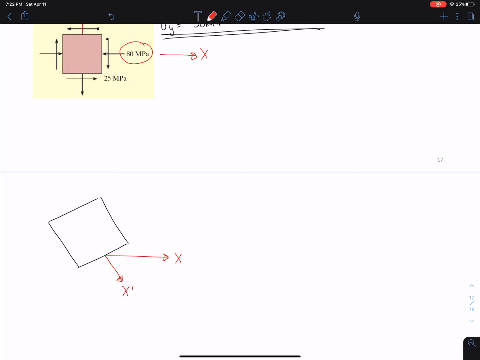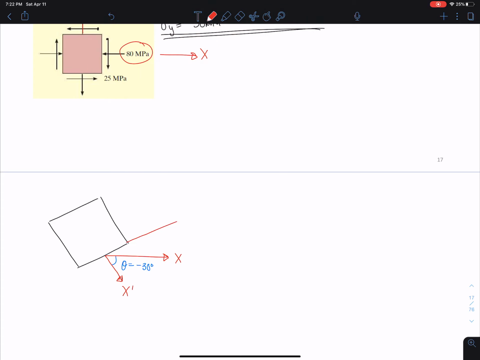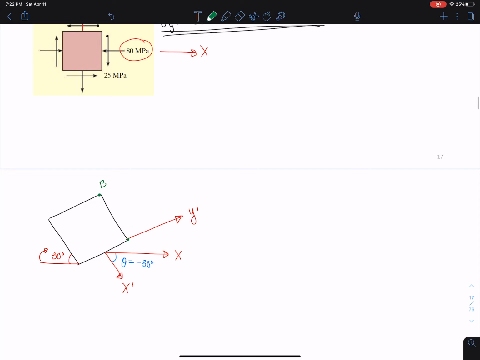So what we're seeing here is a rotation of negative 30 degrees. Okay, and if that's my x prime, then this here has to be my y prime. What we've done is we've just rotated this whole block by 30 degrees, because that's a 30-degree clockwise rotation. I'm going to call these points B, C, and D. And we want to look now at this plane CD.